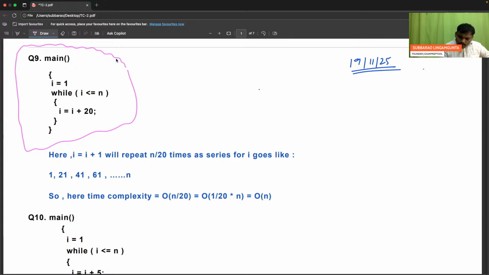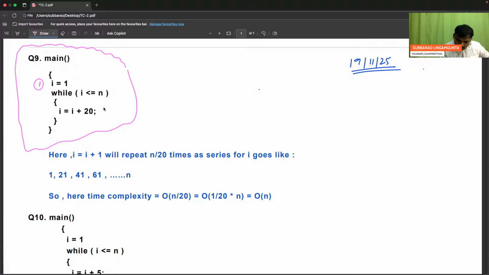Start now. I value 1 to start. I less than or equal to n, that is also okay. I is equal to I plus 20. If you observe clearly, every time you are incrementing by 20. Some people may be thinking that one loop means n times. It is not like that. What you are doing inside the loop also matters. Some loops are log n, some loops will take only log n, some loops will take n square. So by seeing a loop, don't say n. Check what is happening inside the loop.